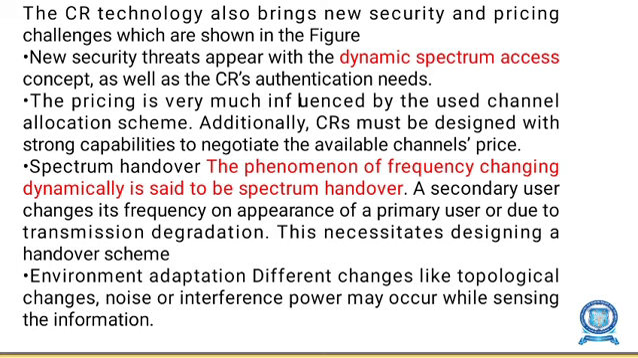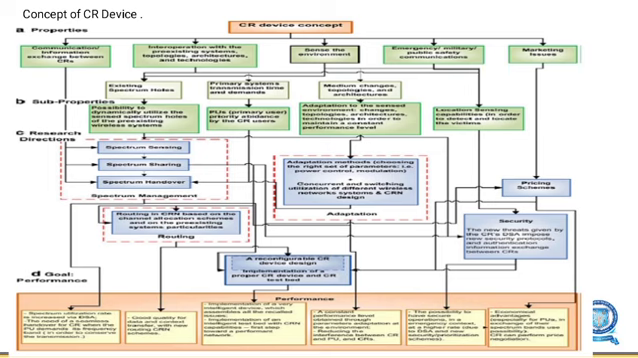The cognitive radio technology brings new security and pricing challenges. Security threat comes with the dynamic access concept. The pricing is much influenced by the channel allocation. The phenomenon of changing dynamically is called spectrum handover. So environmental adaptation to different changes like topological changes, noise or interference power may occur while sensing the information.